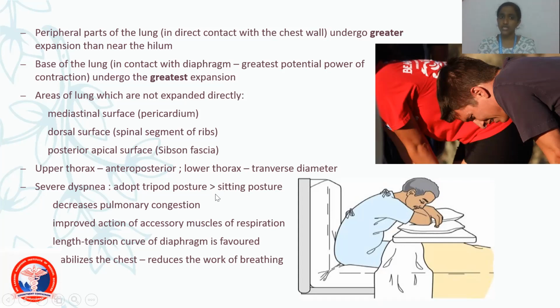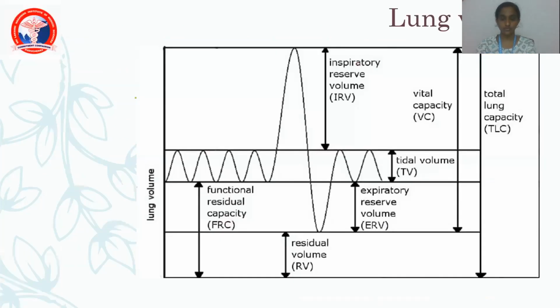So why do these patients, or even us, prefer this type of posture rather than a sitting posture after running? Because in this posture, we have decreased pulmonary congestion. We have the maximum accessory muscle usage in this position. The length-tension curve of the diaphragm is favored. It reduces the work of breathing. So without even knowing all these things, we naturally tend to adopt this tripod posture because it is the easiest one and relieves our dyspnea in that situation.